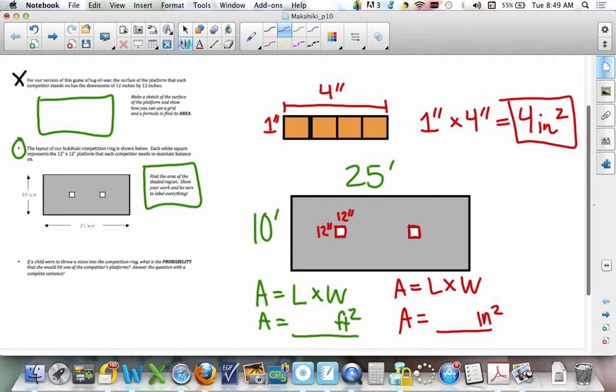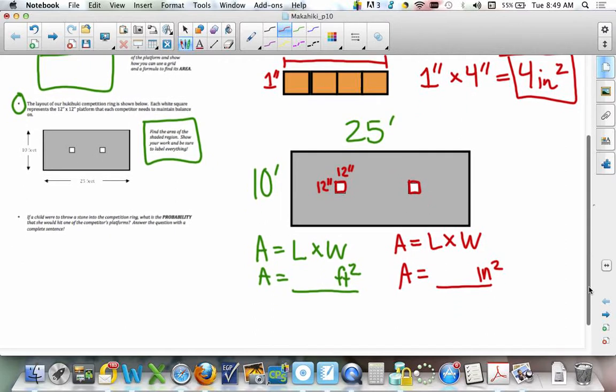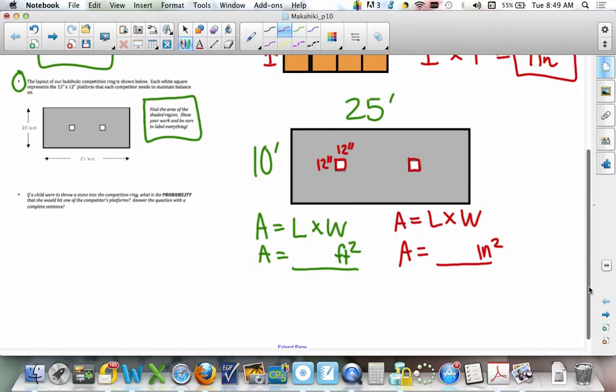So I'm going to have to make some conversions here, because when I try to find the total shaded area, I can't subtract inches from feet. They're two different units. You need all of them to be in feet or all of them to be in inches. And then you can make your subtraction and figure out what the shaded area is. This should help you solve this problem.